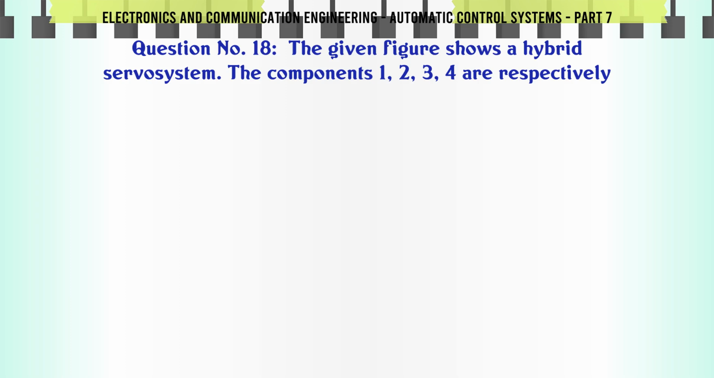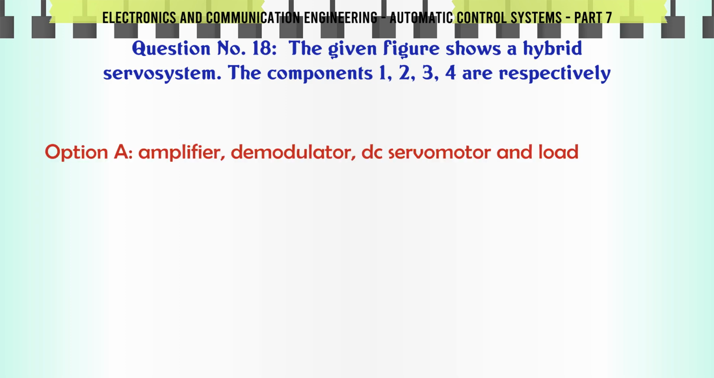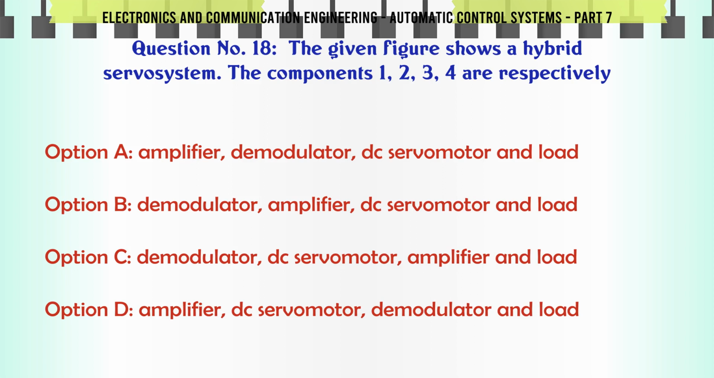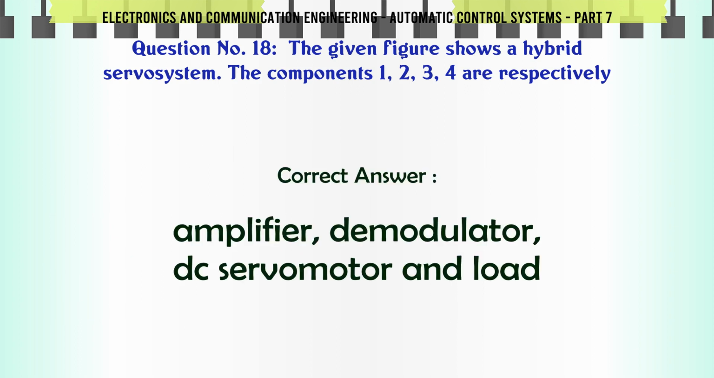The given figure shows a hybrid servo system. The components 1, 2, 3, 4 are respectively A: Amplifier, demodulator, DC servomotor and load. B: Demodulator, amplifier, DC servomotor and load. C: Demodulator, DC servomotor, amplifier and load. D: Amplifier, DC servomotor, demodulator and load. The correct answer is amplifier, demodulator, DC servomotor and load.